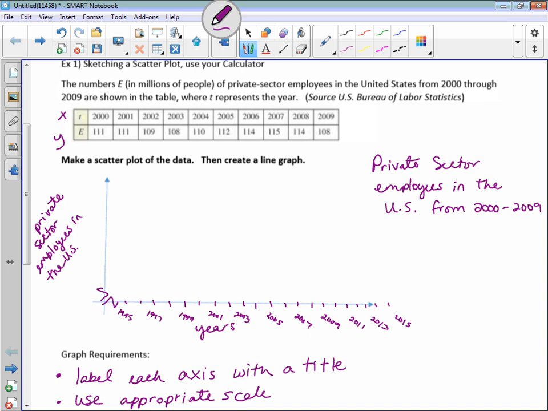What did you guys do on your scatter plot? 105. Is that where we started? I don't remember. Yeah, because we were below that. So 105. And what did we go to? We could go to 120 if we wanted to.